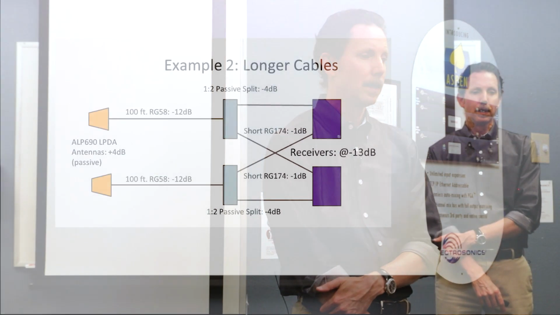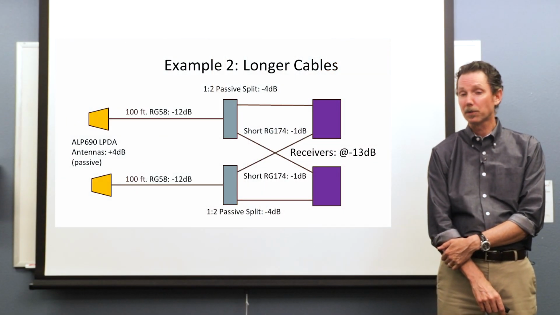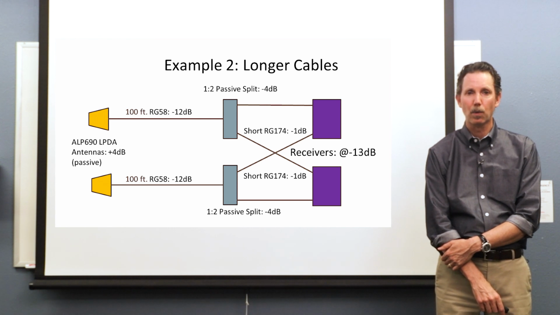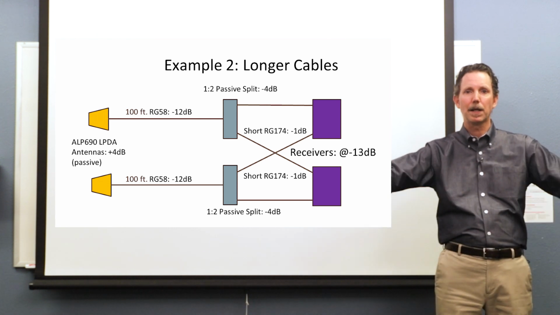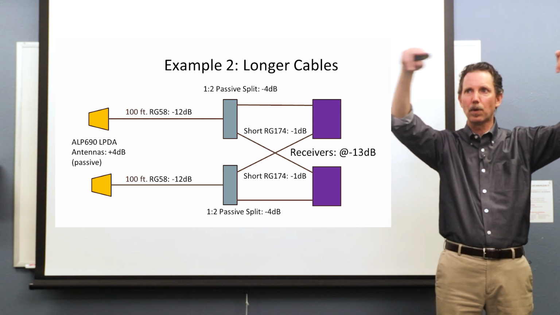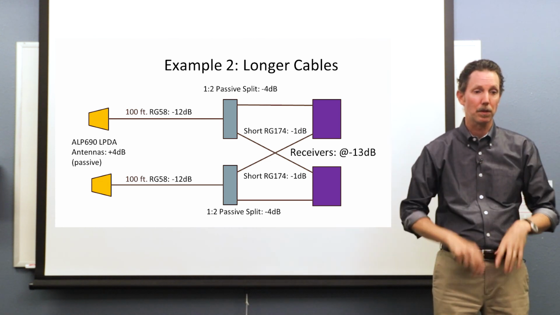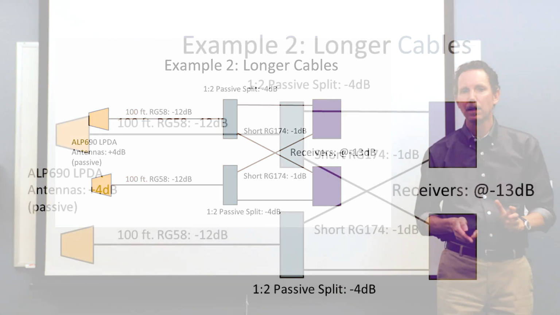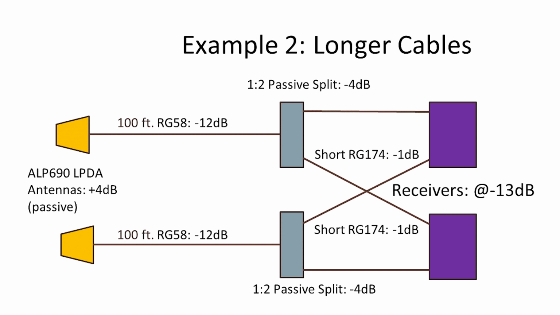Okay, so now, let's say we have to run those cables a lot longer. 25 feet isn't enough to get the antennas to where we want them to be. Let's just say you've got a stage arrangement and you've got antennas up in the girders and you've got to run those lines down to racks somewhere. So now we need 100 feet of cable. If you use RG58, those cables will lose about 12 dB of your RF energy.